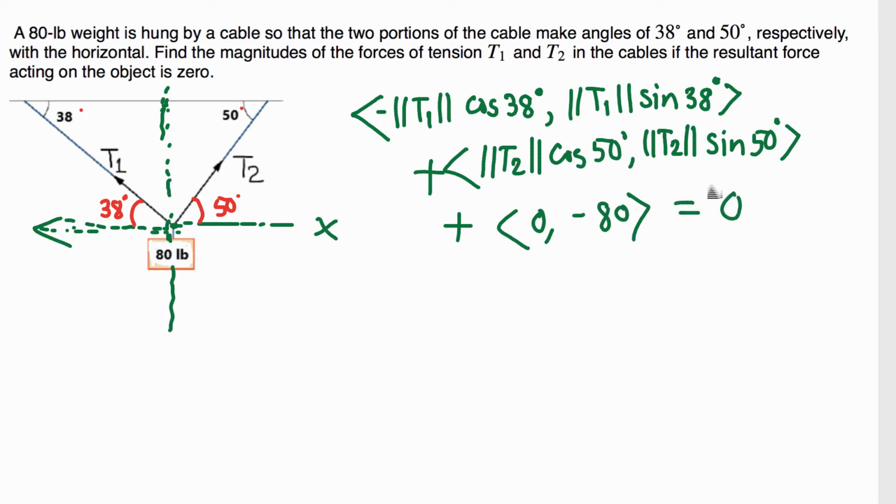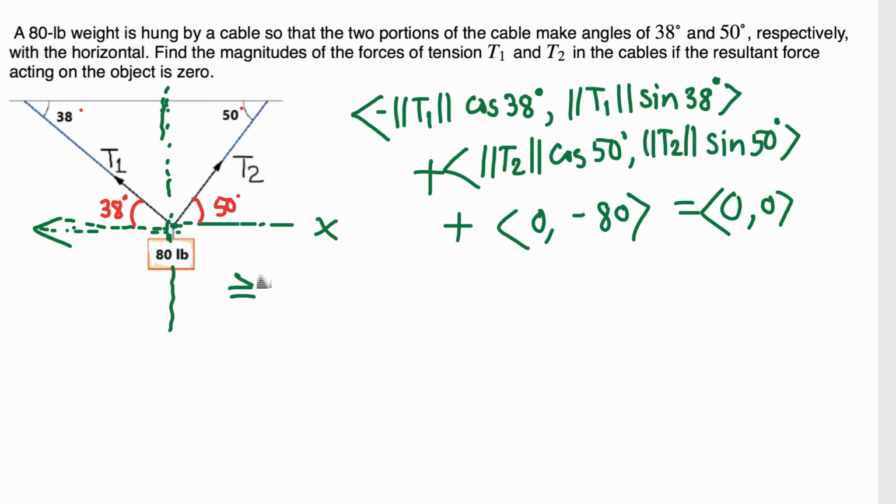This is the 0 vector. Now we combine first components and we combine second components. This 0 vector is the same as 0, 0. We can write it in terms of vectors. That means the sum of the first components is 0, and the sum of the second components is also 0.